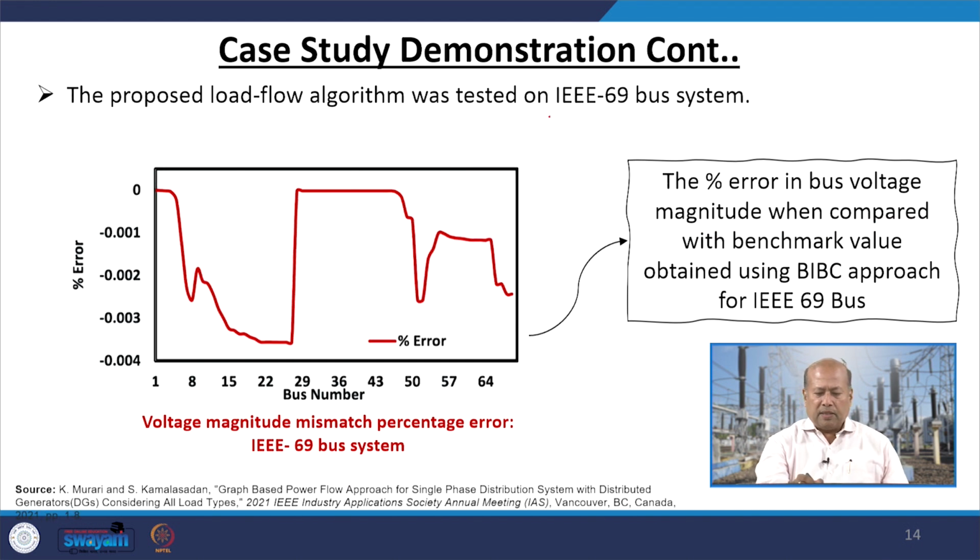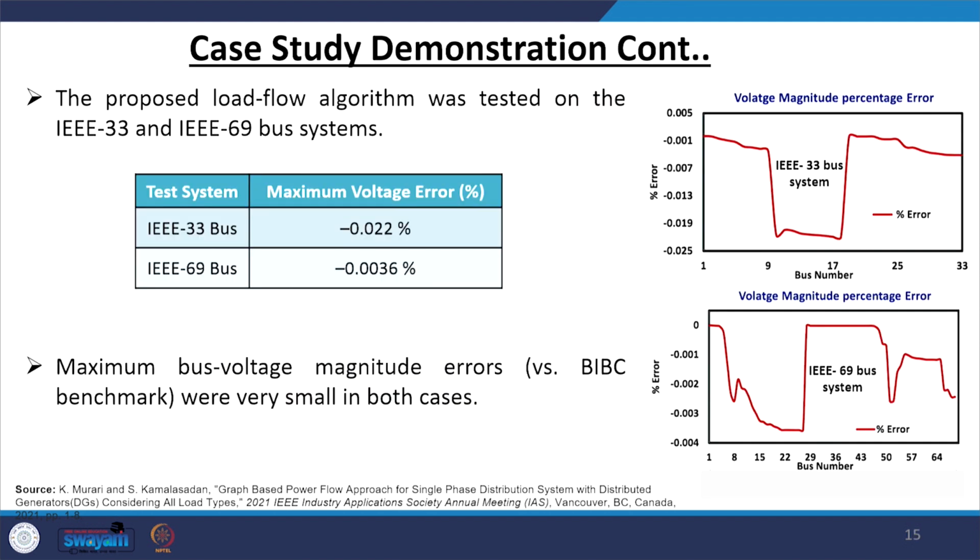Now, the same has been tested for the IEEE 69 bus system, and here also we could see the percentage variation is very, very minimal. The proposed load flow algorithm was tested on the IEEE 33 and IEEE 69 bus systems, and you could see the maximum voltage error found to be minus 0.022 percent for the IEEE 33 bus and minus 0.0036 percent for the IEEE 69 bus. So the maximum bus voltage magnitude error versus the BIBC benchmark was very small in both cases.